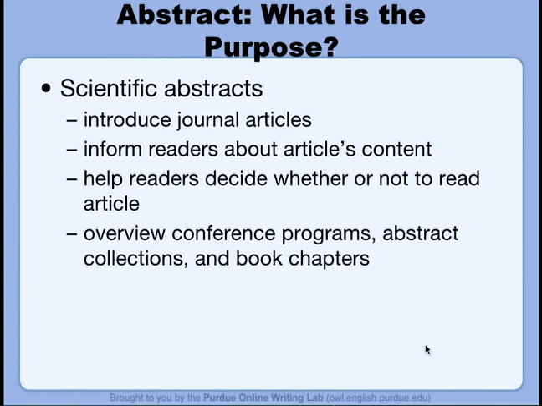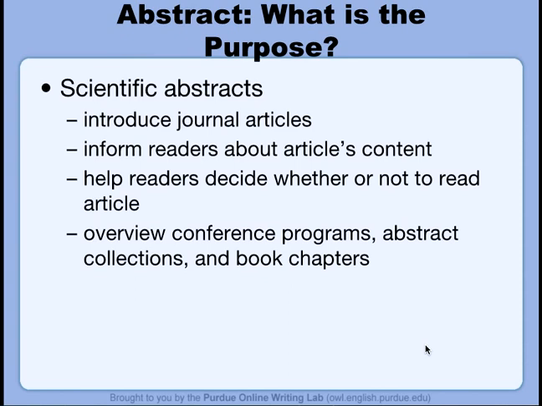So what is the purpose of an abstract? Well, it introduces journal articles, right? So there are journals, scientists at the university level, basically they write articles about all their findings. And there's thousands and thousands of articles. And so the abstract, like I said earlier, it's just one paragraph. It could be 2. But it's just a short, brief description that kind of lets you know what the article is about, what the research was about. And it informs readers of the article's content. It helps readers decide whether they should read it or not.